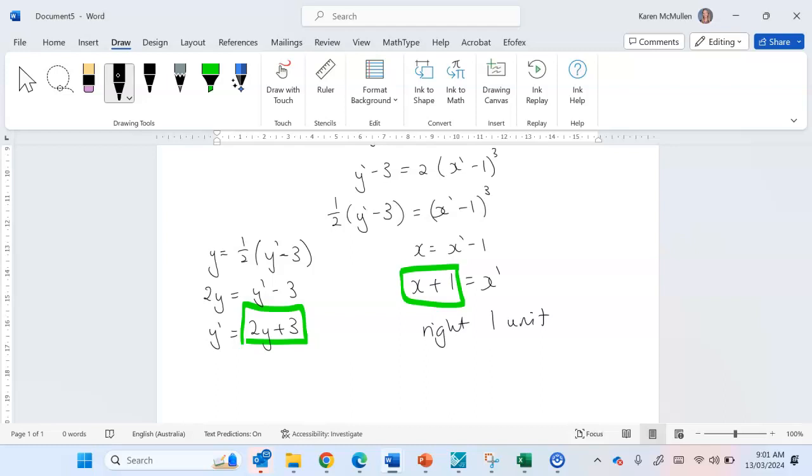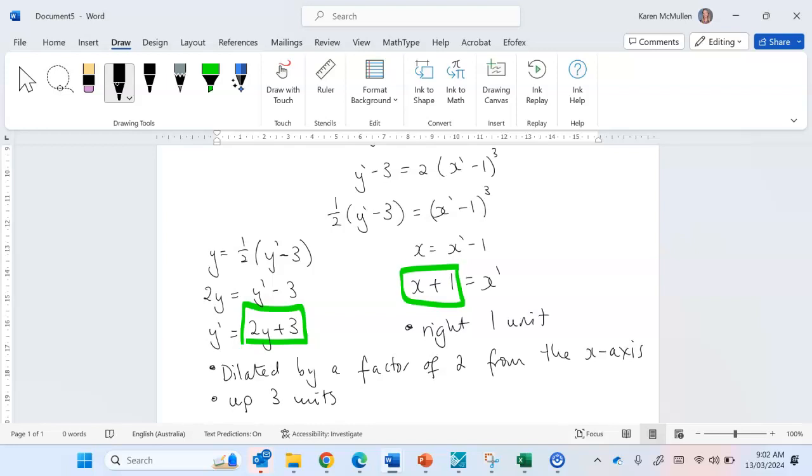And then the other one we've got, so try to do your dilations first. So it's been dilated by a factor of 2 from the x-axis. So remember that changes your y values, and then we've gone up 3 units. All right, so these are our 3 transformations.